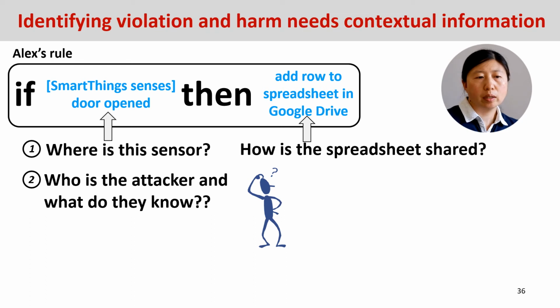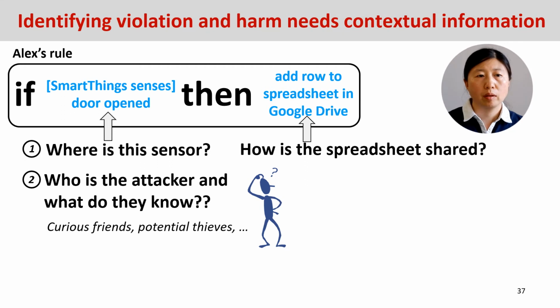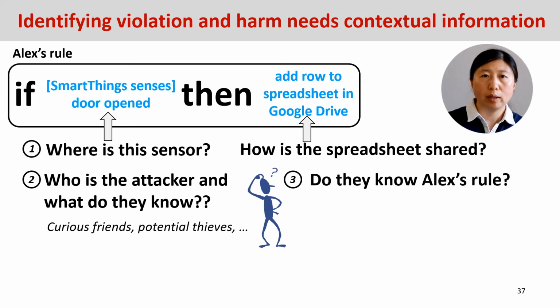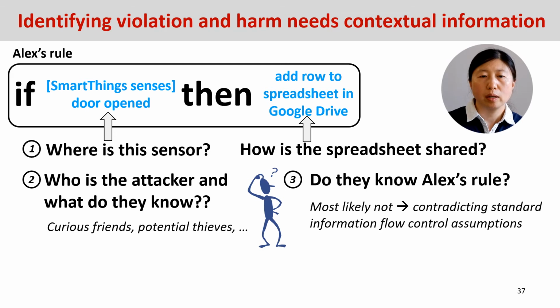For example, the attacker could be Alex's curious friends or potential thieves. The one difference between these two sets of attackers is that Alex's curious friend might know something about Alex's devices at home or Alex's rules, whereas it's very unlikely for potential thieves to know Alex's setup. So this leads to the question of, do the attackers know Alex's rules? Interestingly, probably they do not. This is actually in contradiction with the standard information flow control assumptions where the attackers know the entire program. Here, the program is these rules.